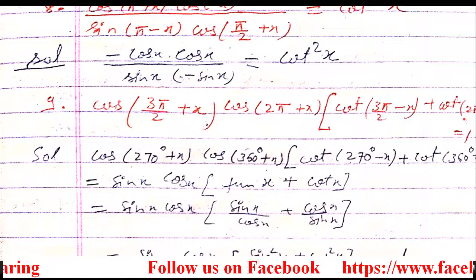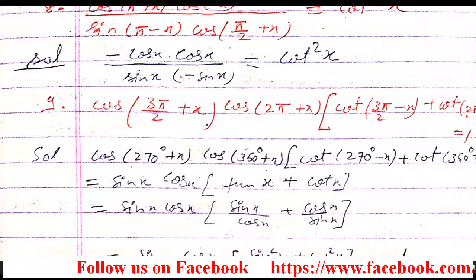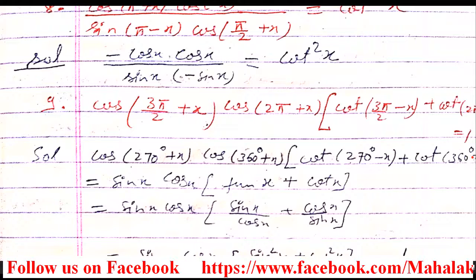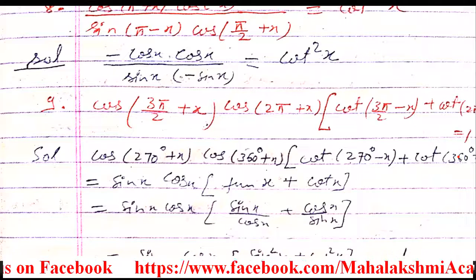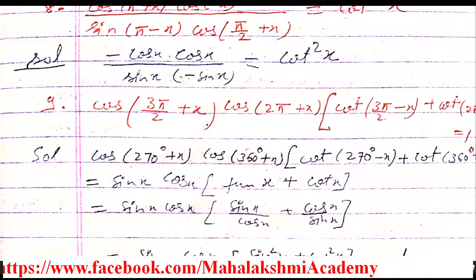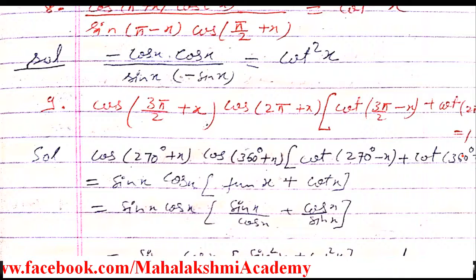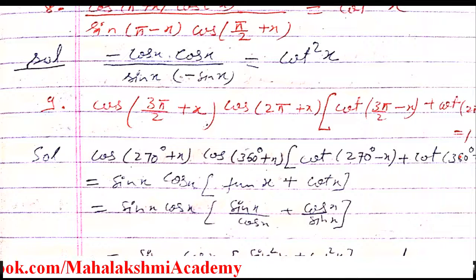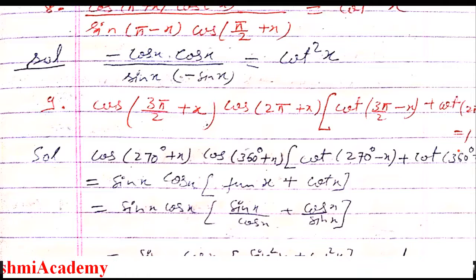And cot(2π something) is there. It's not visible to me. I think 2π - x is there, and 2π - x means it will move to the fourth quadrant. That's why I think plus is there. 2π + x means it's going to be in the first quadrant, and since it's 360, it will not change. So cot(2π + x) means cot x only.